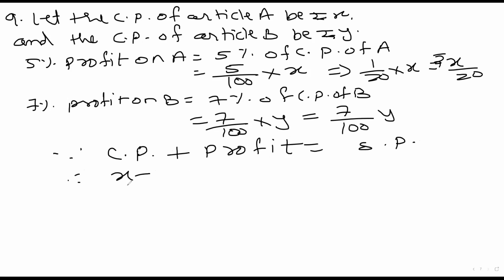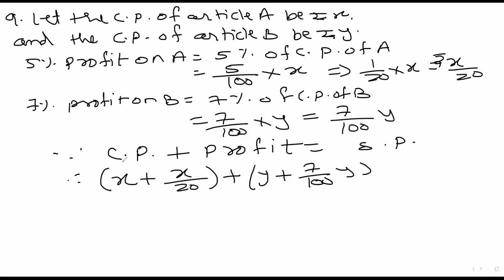What is CP for A? We'll say CP for A, X plus X upon 20, plus, what is CP for B? Y plus 7 upon 100 Y. So I'm writing CP of A plus profit of A, and this is CP of B plus profit of B. Do you understand? Is that clear?